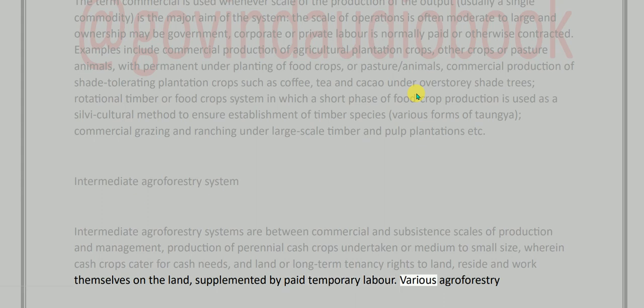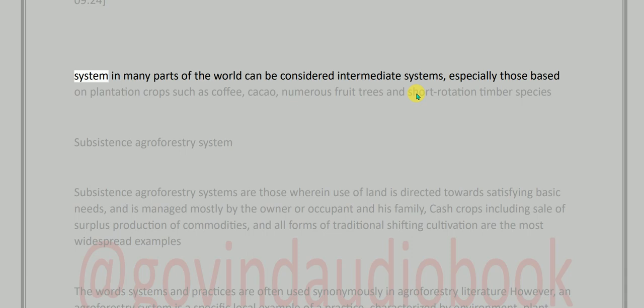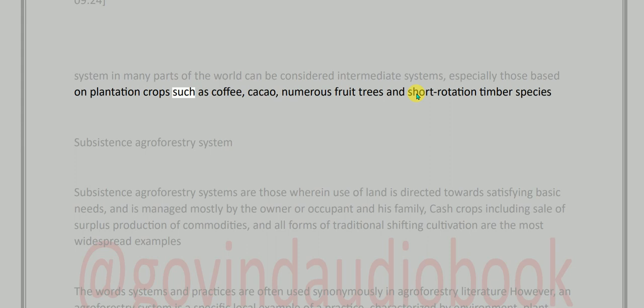Various agroforestry systems in many parts of the world can be considered intermediate systems, especially those based on plantation crops such as coffee, cacao, numerous fruit trees and short rotation timber species.